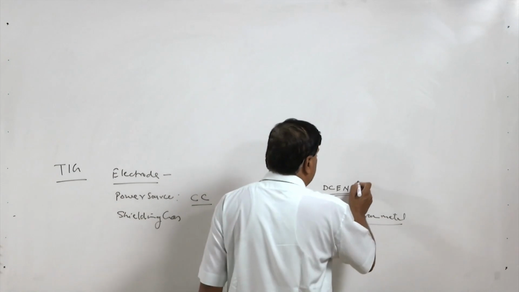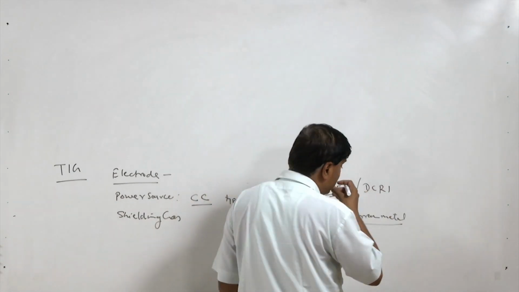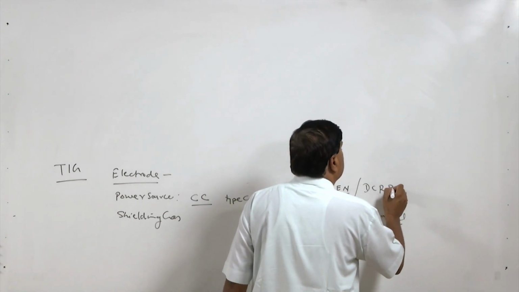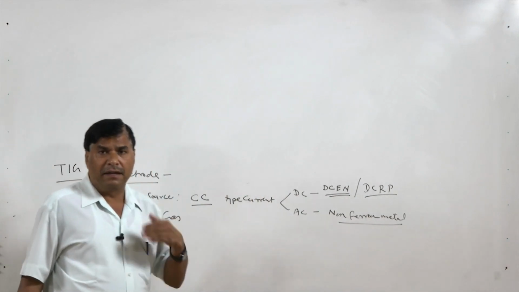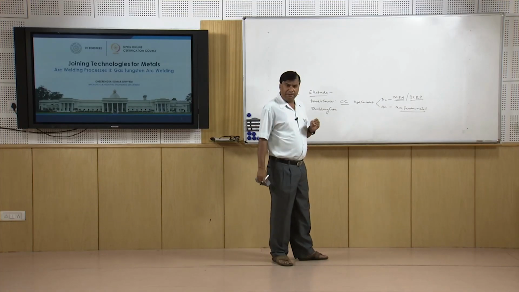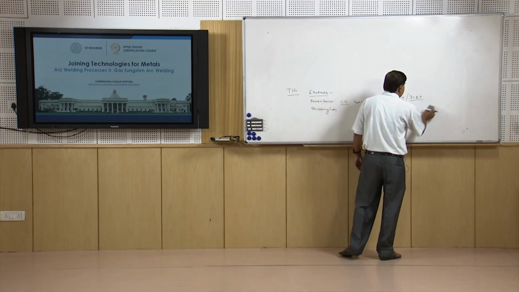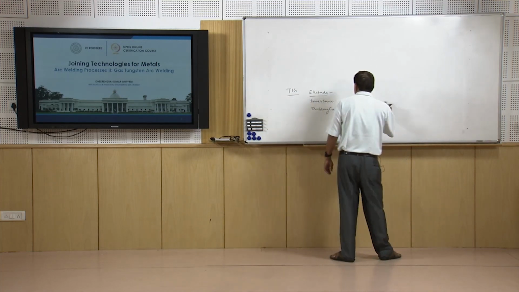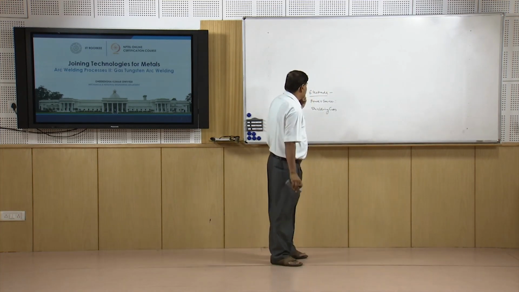If we use DC reverse polarity, or electrode positive polarity, then excessive heat generation on the electrode side can adversely affect the life of the electrode, and therefore it will require much more frequent replacement or resharpening of the electrodes.